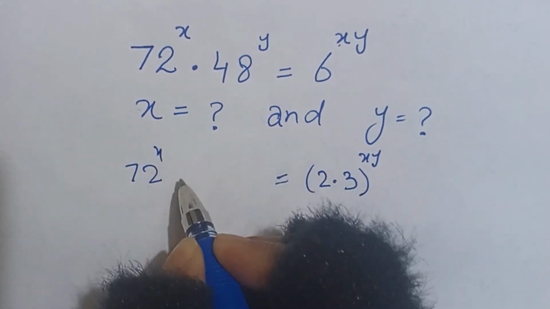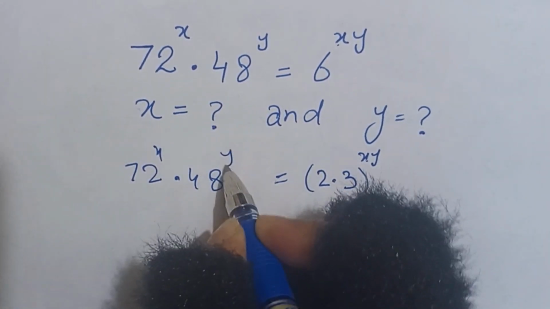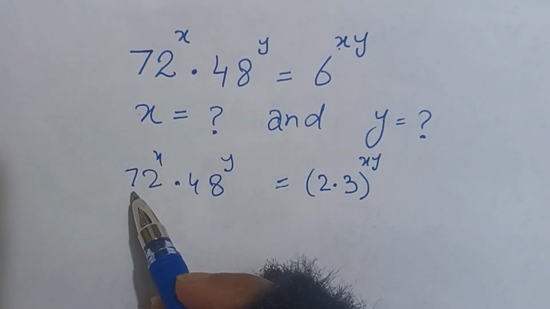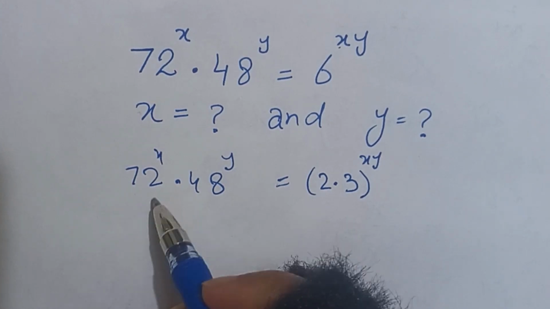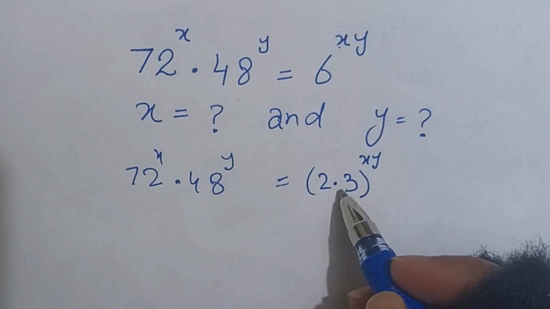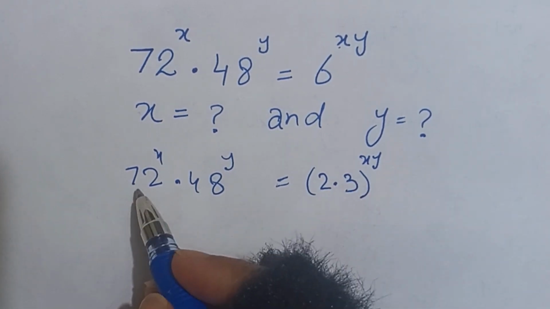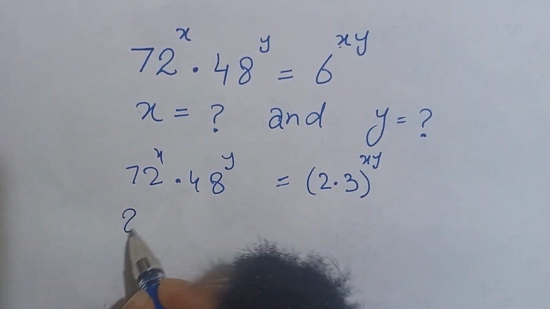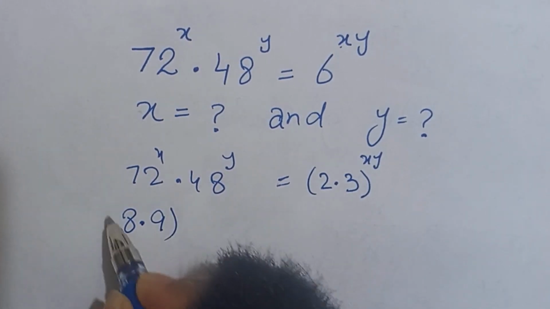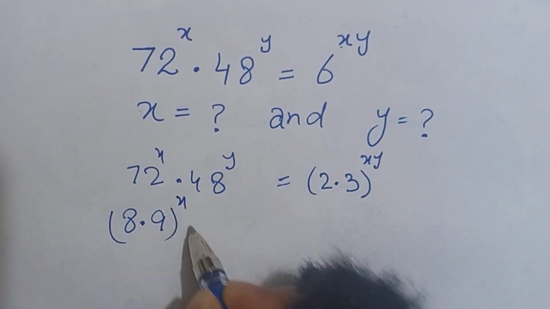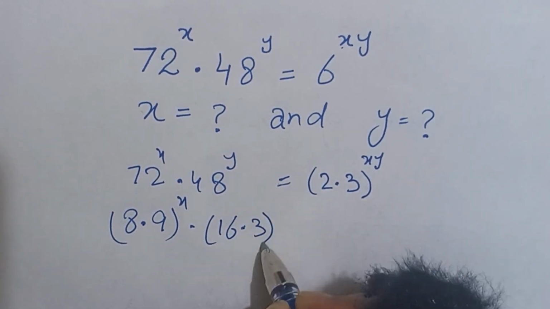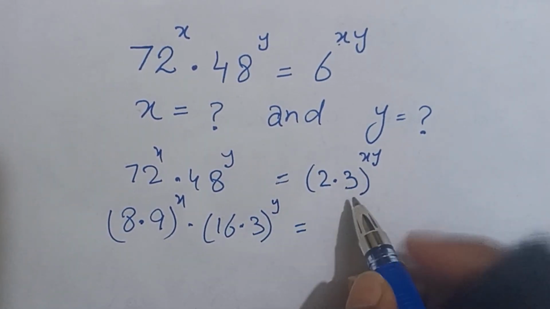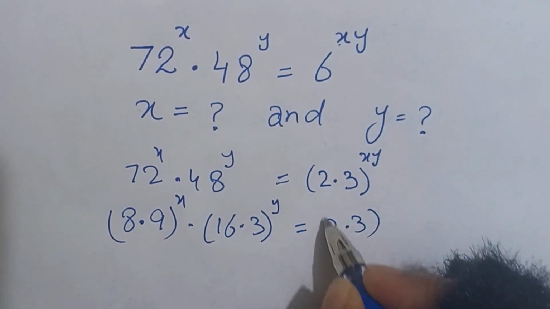Now 72 raised to the power x multiplied by 48 raised to the power y. Look at the left hand side. This is 72, and we want to write 72 as factors of 2 and 3, because 2 and 3 also factor the right hand side. So we can write 72 as 8 multiplied by 9, raised to the power x, and 48 as 16 multiplied by 3, raised to the power y. The right hand side is (2 × 3) raised to the power xy.